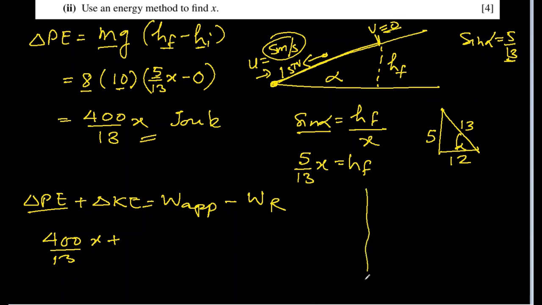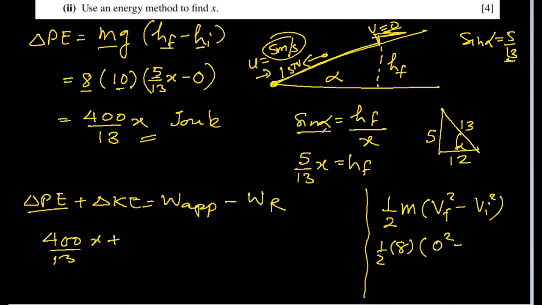Delta KE, let's do delta KE rough work here. Delta KE, the kinetic energy change, is half m Vf square minus Vi initial square. So half, mass is 8 kg. Final velocity they said 0, yeah, it stops finally. Initial velocity, it was projected with 5, square. So 2 and 8 can cancel, 4, and this is 25. Minus 25 times 4, 100 joule.